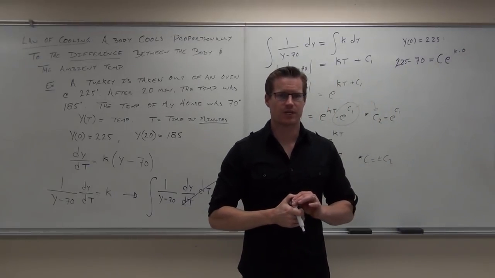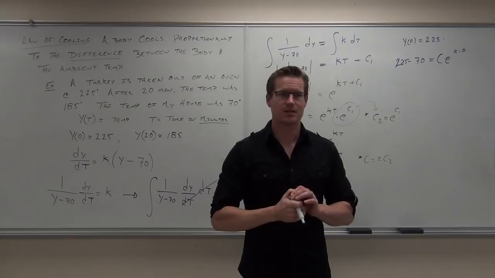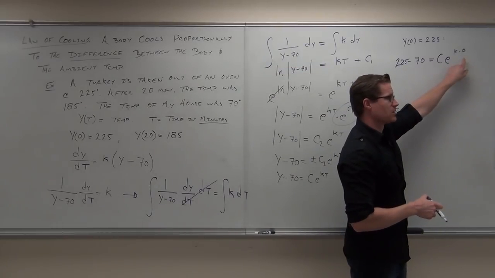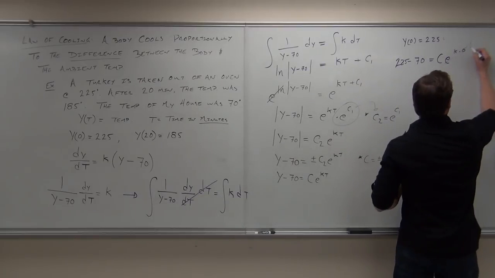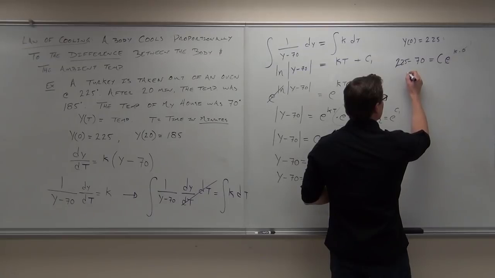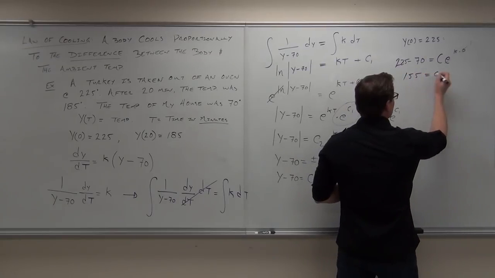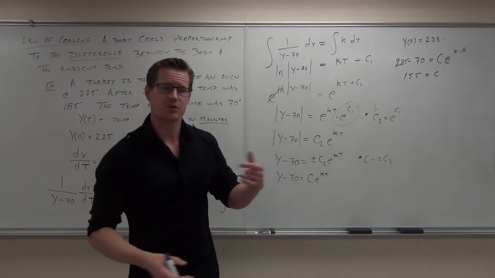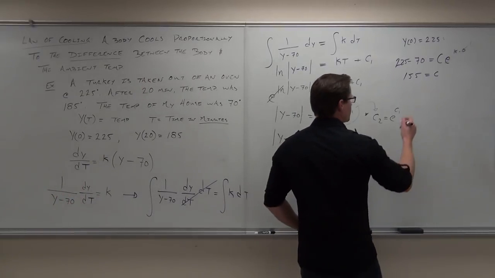Is this going to allow us to solve for C really easily? Yes. For sure. How much is e to the k times 0? 1. So this whole thing is 1. How much is 225 minus 70? 155. Therefore, C equals 155. Done, we got it. Now let's rewrite our equation.